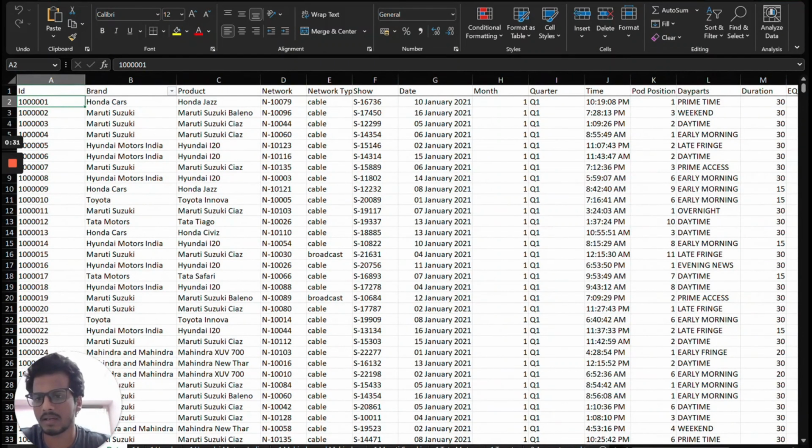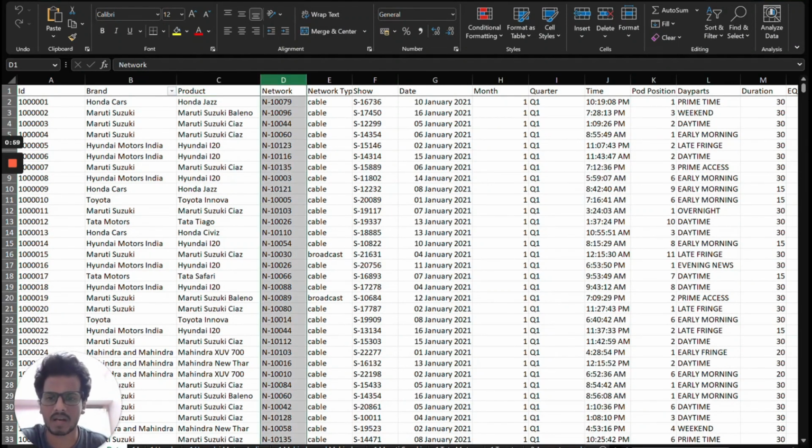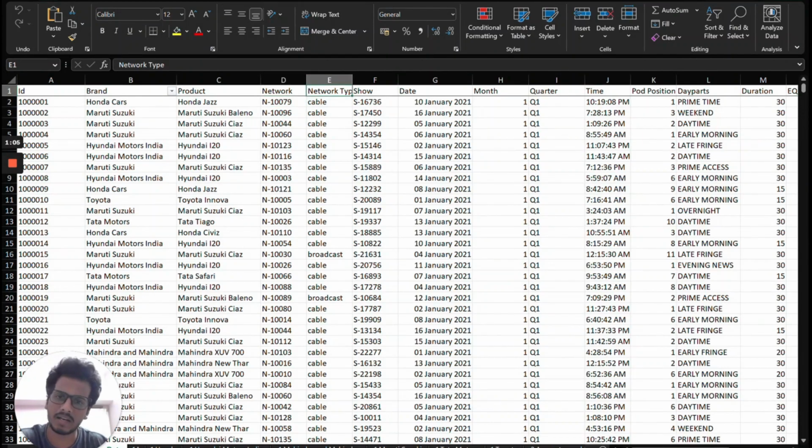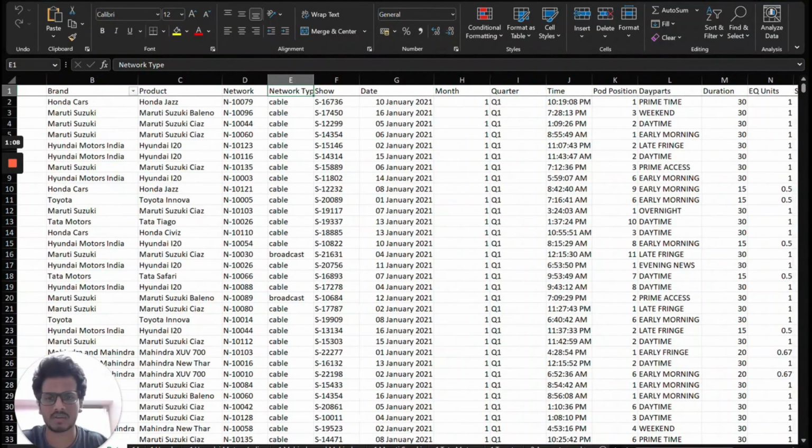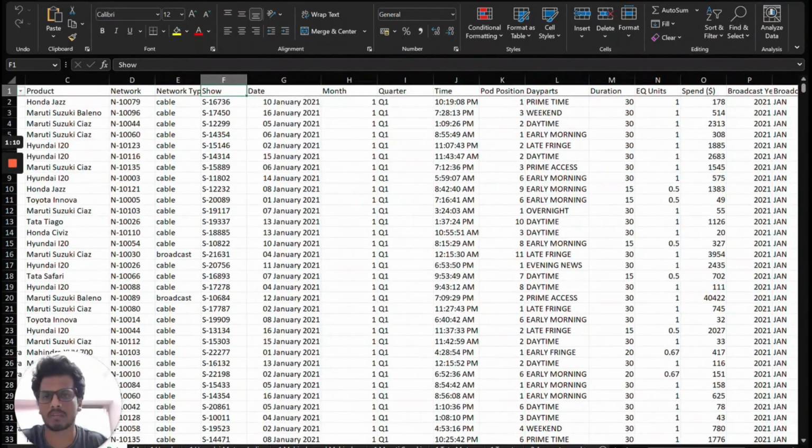Now ID is the unique ID given to the different products and brands. The brands are Honda Cars, Maruti Suzuki, Hyundai Motors, Toyota, Tata Motors, and Mahindra and Mahindra. These are the unique brands. The products are the cars they have launched, say for example Honda Jazz, Baleno, Ciaz, i20, or Mahindra Thar and Scorpio. They also have a network, which is not necessary; we are not going to use that. Network type is again cable or broadcast. Show, again, we don't have to worry about that.